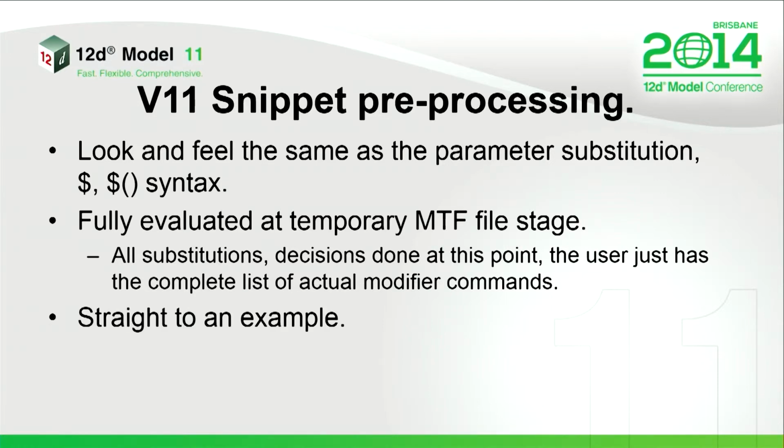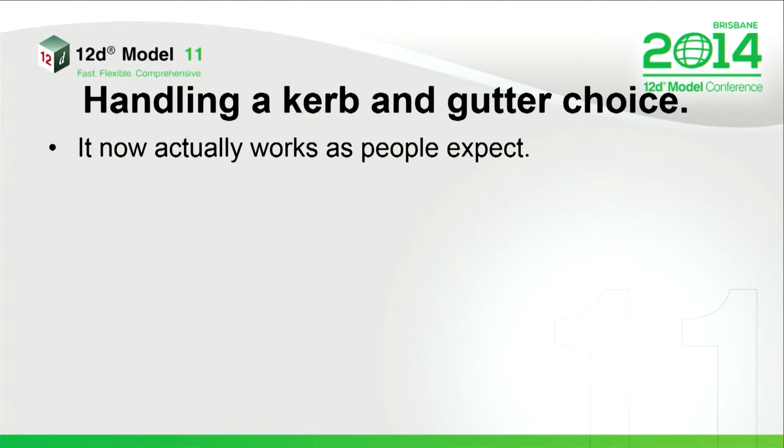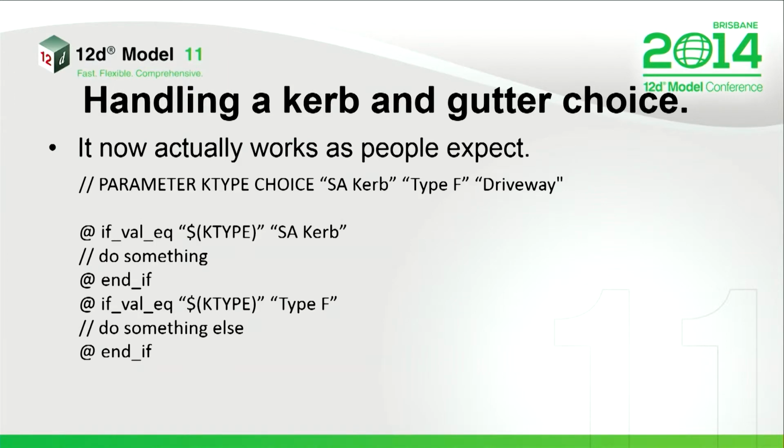So without going too much into it, straight to an example. The guy's entered a curb and gutter. Up the top there, we've got our normal thing. There's a parameter, he's called it K-type, it's the choice box, and it's got an SA curb or a type F or a driveway. We've got this completely new syntax below. It starts with a little @ character, then we've got these various little commands now. And this one says if the value is equal to, in this case, the K-type up the top, which is the parameter, you can see our normal dollar bracket braces substitution, equal to SA curb.